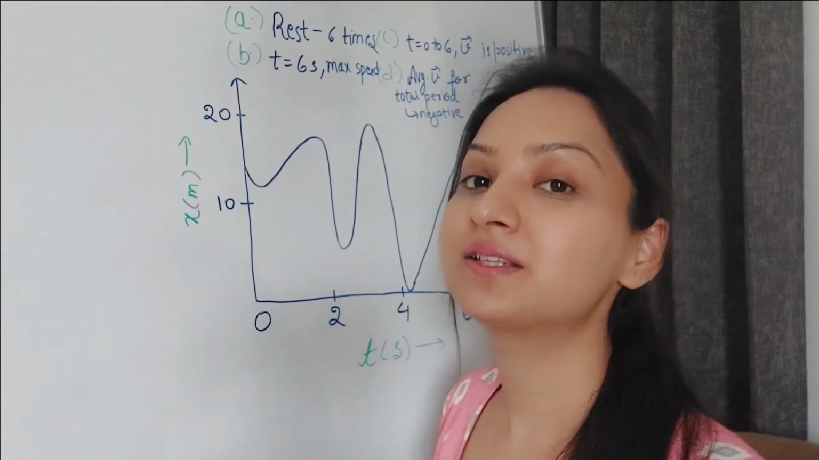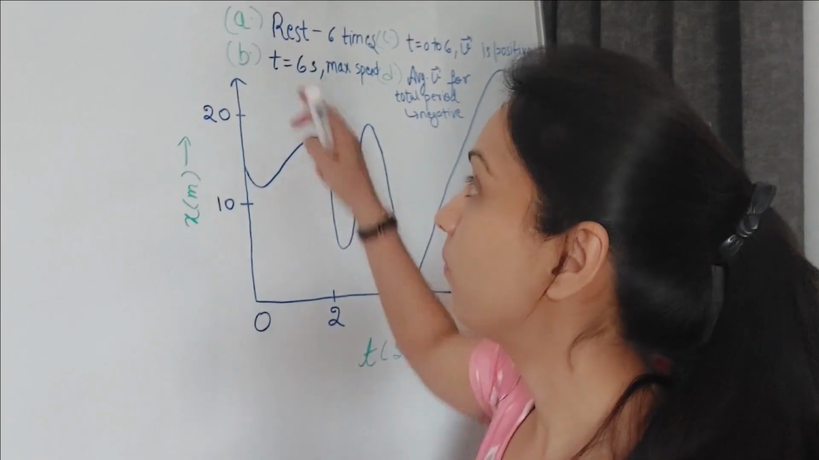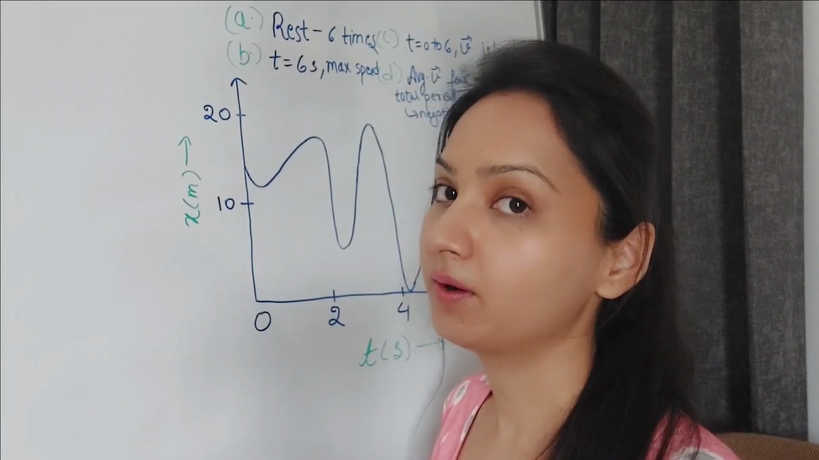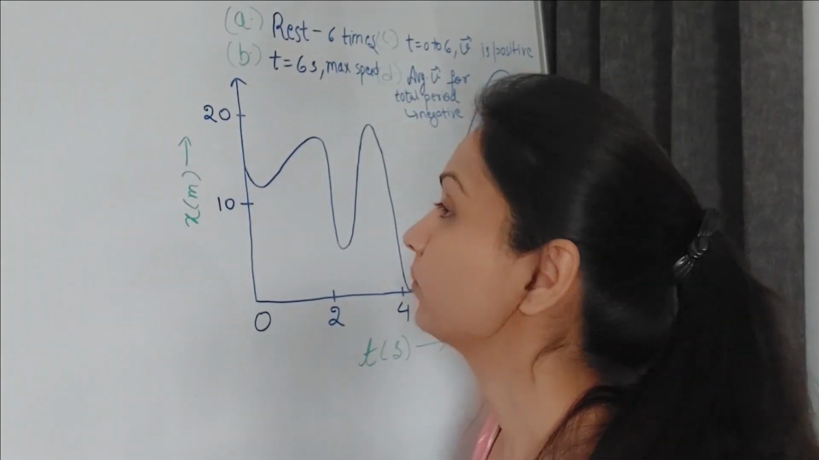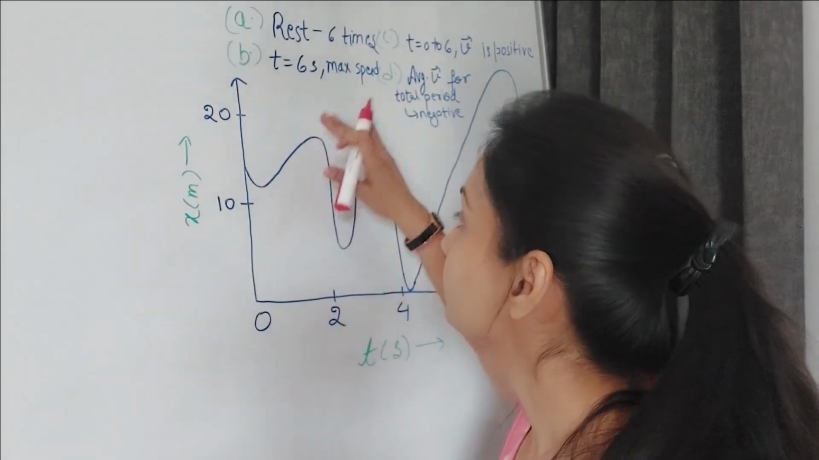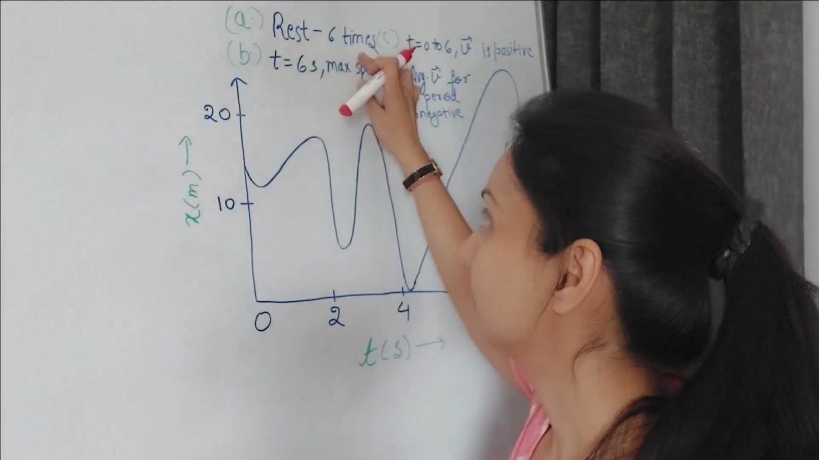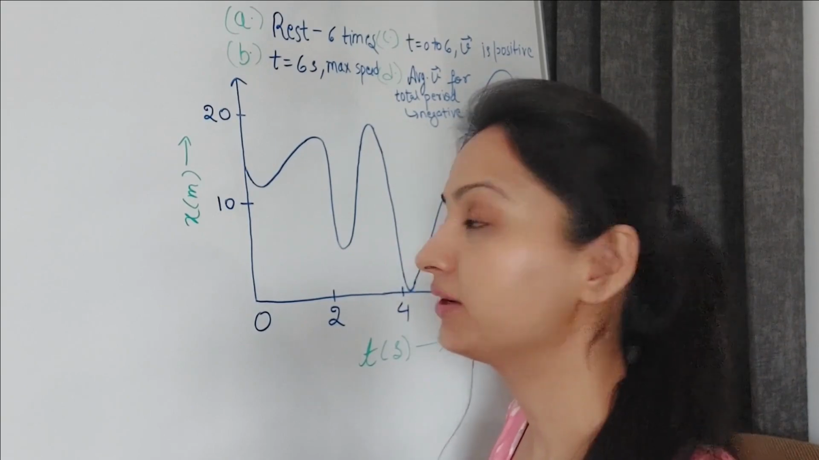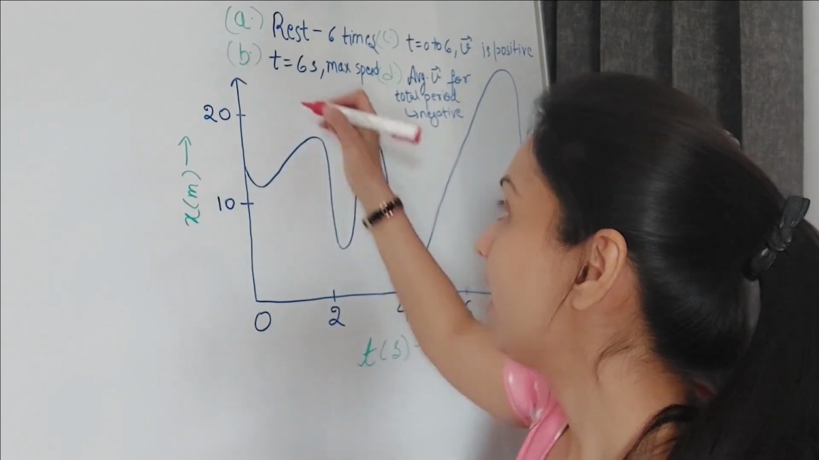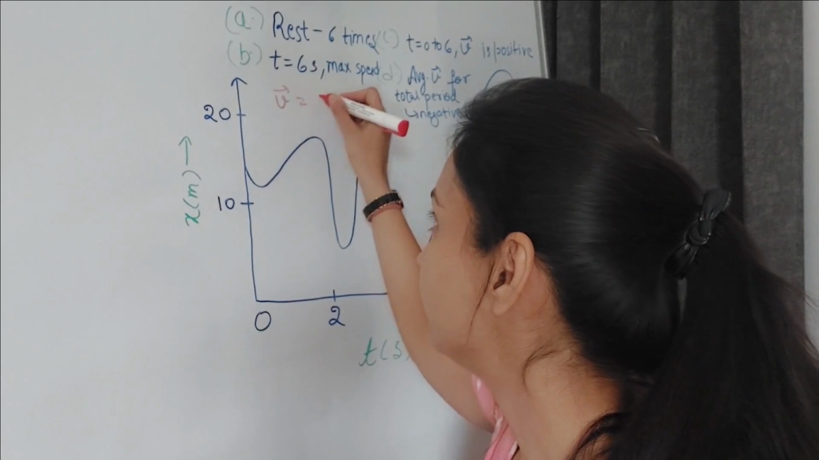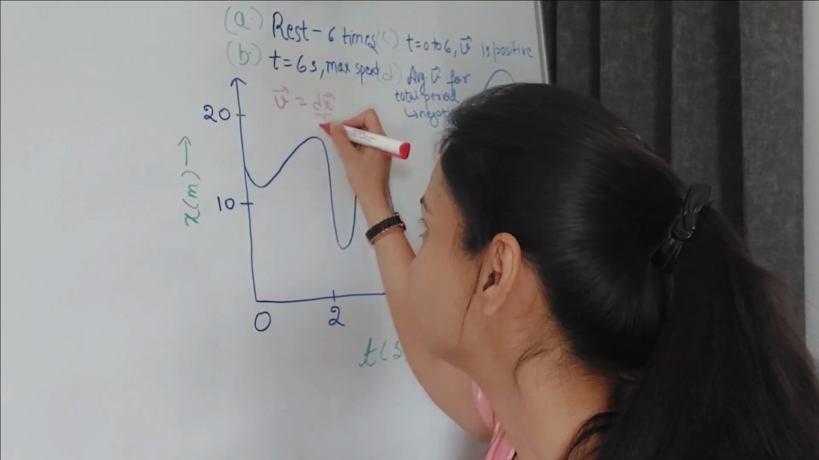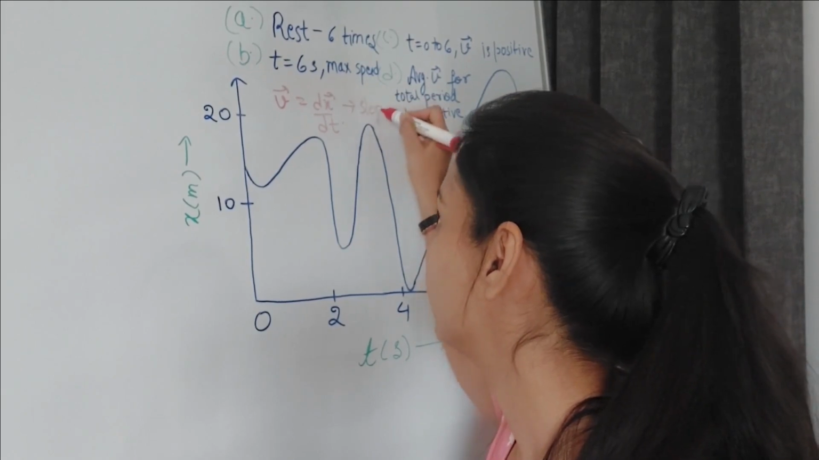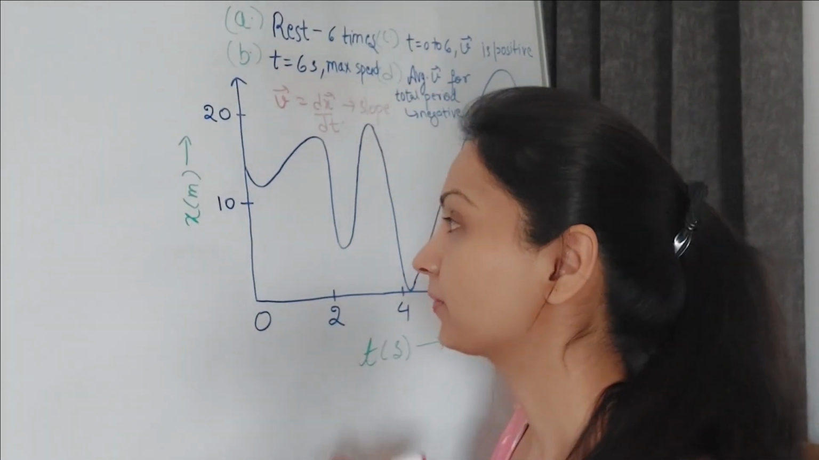Since there may be multiple correct answers, we will be choosing one option at a time and analyzing whether it is right or wrong. Coming to the first option, which says that the particle comes to rest 6 times. So when will the particle come to rest? When the velocity is 0. And this is the position time graph, and velocity is dx by dt, which is none other than the slope of this graph.